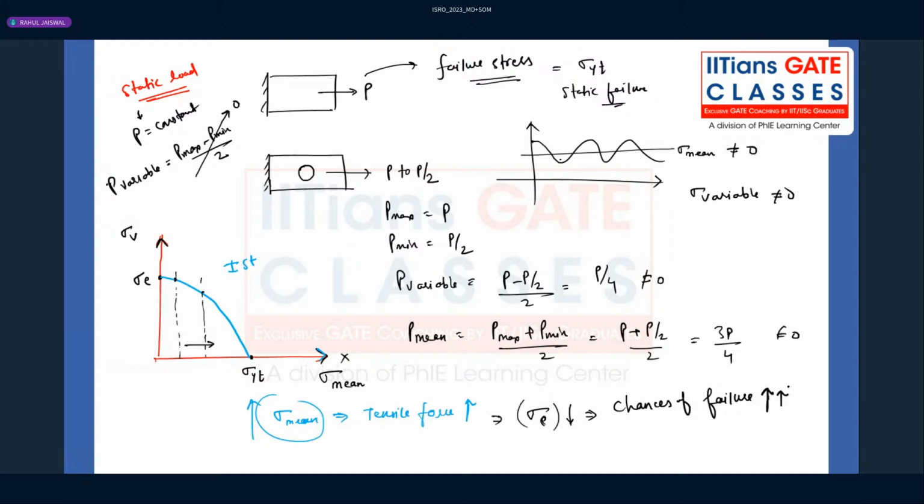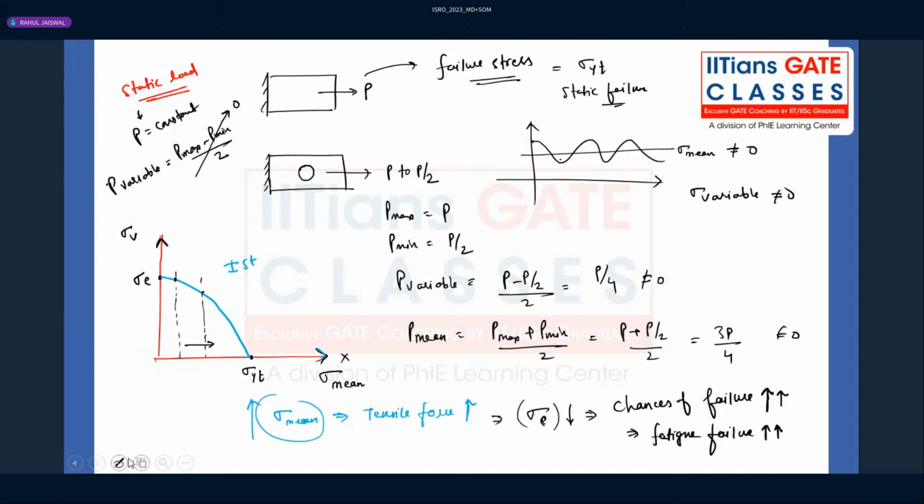So what you are observing is that the mean tensile force is causing a difficulty for us. The mean tensile force is a culprit here in causing the fatigue failure, right? Chances of failure means fatigue failure will increase. Fatigue strength will decrease, right? So what you understand from all these circumstances is that when I increase the tensile force, the chances of failure are very, very high.